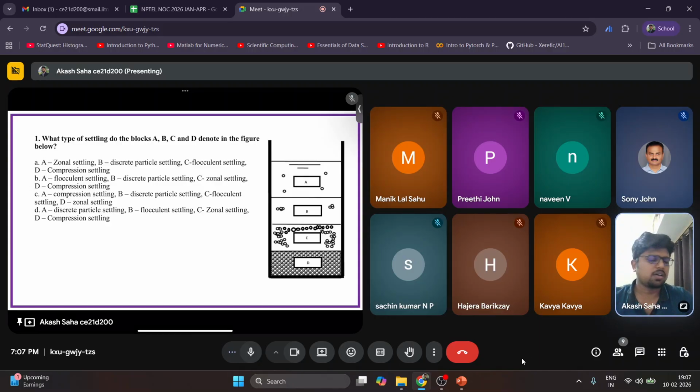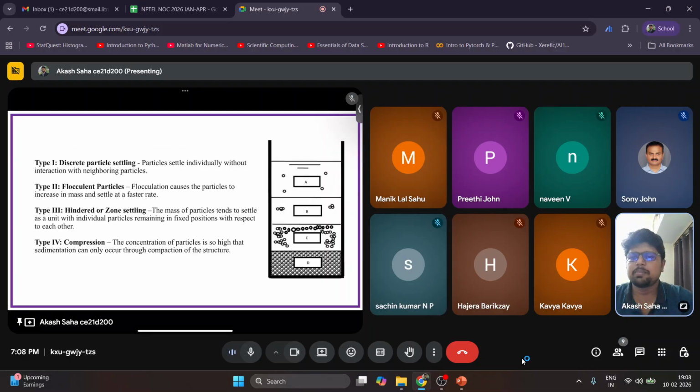If you see the first block, A, you can see the individual particles separately, so we call it discrete particle settling. In the second block, you can see that some particles are coming together and forming flocs, which helps them settle efficiently. C represents zonal settling. And in D, when the concentration of particles is too high, we call it compression settling. This is the brief description.